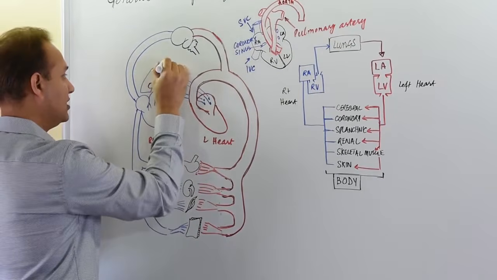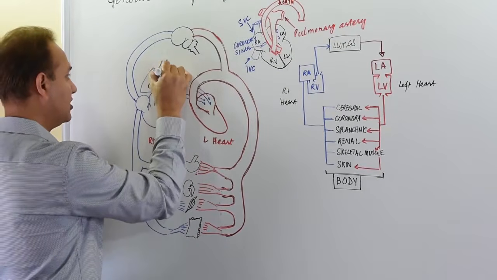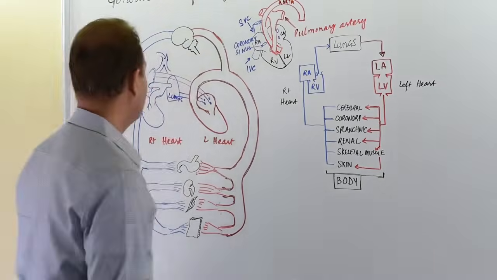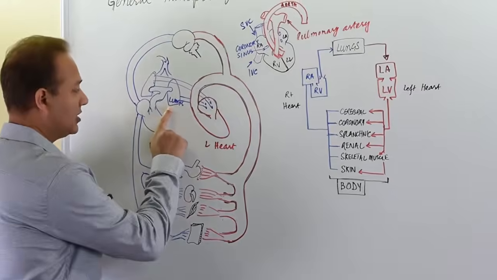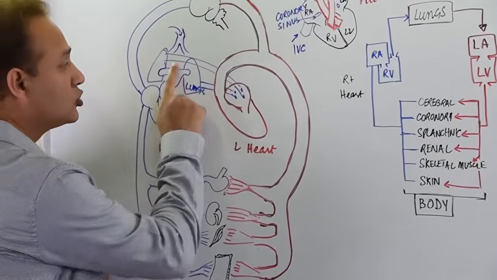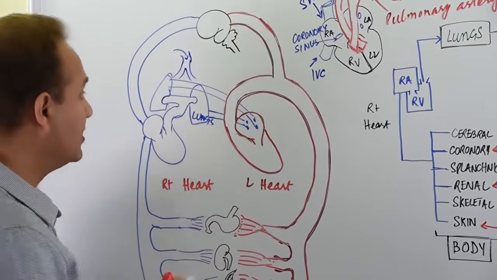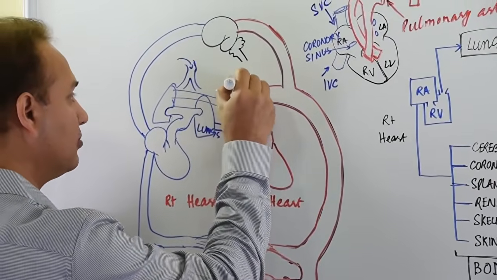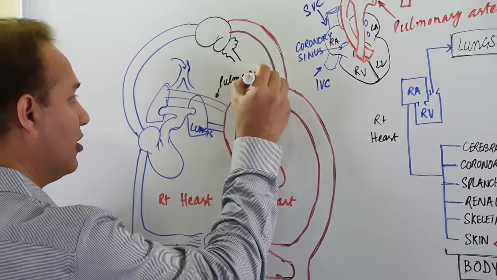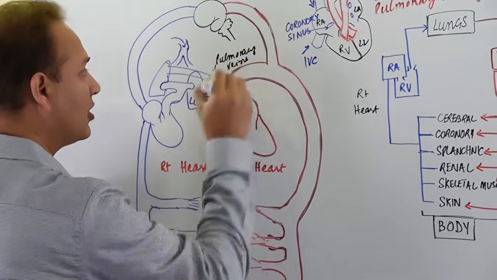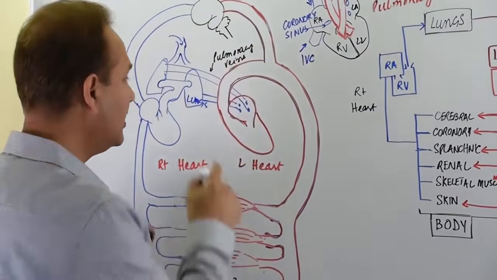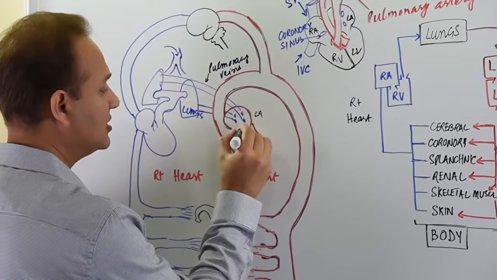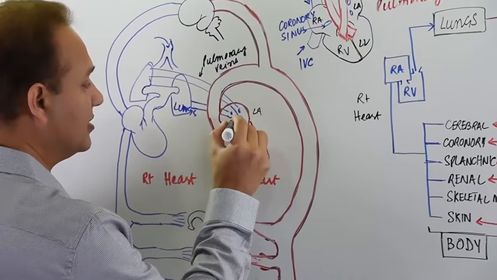Oxygenated blood, you know that the lungs are connected with the trachea. The trachea is bringing air from the mouth. The oxygenated blood comes from the lungs through the pulmonary veins. These are the pulmonary veins, 4 in number, 2 from each lung. They bring the blood into the left atrium. So this is the oxygenated blood that is coming in.